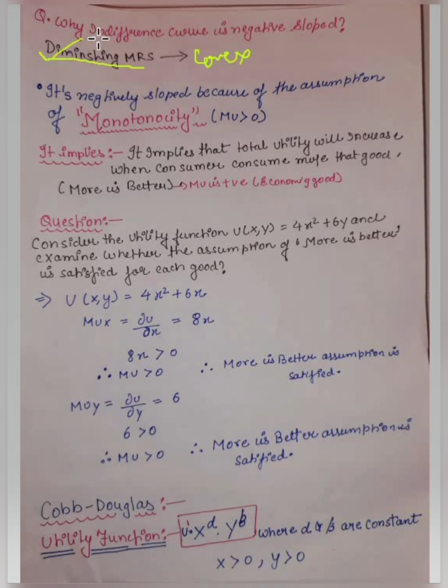And if the question asks why the indifference curve is negatively sloped, the answer will be due to the assumption of monotonicity. The assumption of monotonicity states that MU is greater than 0, that means the result will always be positive. So what does monotonicity imply? It implies that total utility will increase when the consumer consumes more of that good, either good x or good y. So monotonicity simply means that more is better and MU is positive, that is, it is an economic good.